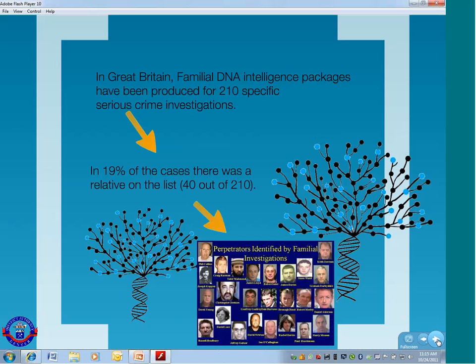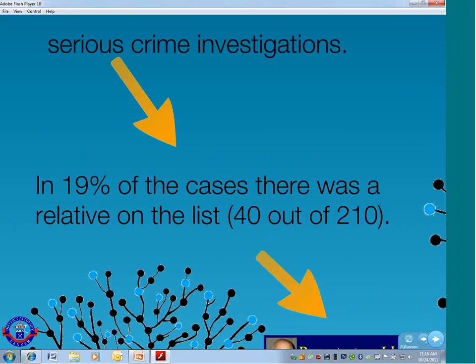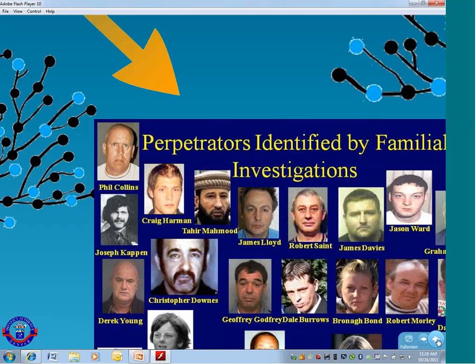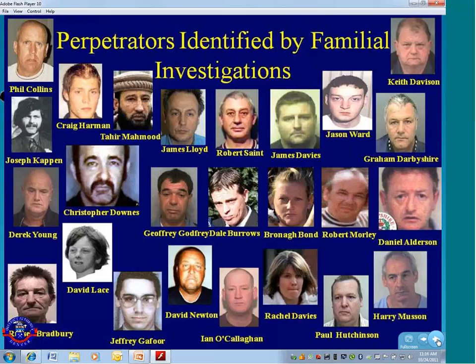So this is just some examples of the success rate that they have in the UK. They've looked at 210 specific serious crime investigations. In 40 out of the 210, about 19% of the time, the list that they do the testing on includes a relative of the individual that left the DNA at the crime scene. This is a picture of almost every single one of them that they've captured. Joseph Capon was the first. He murdered 3 girls in the 1980s. That was the first successful familial search that I know of.